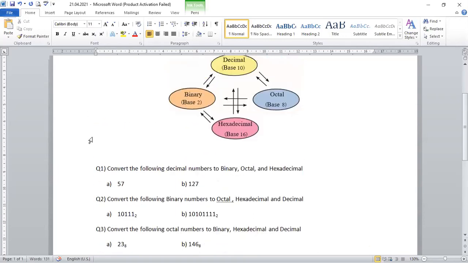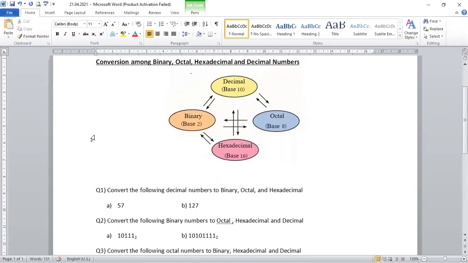So according to the diagram, this is what we have copied. Just put the heading and copy down the diagram and do these questions.